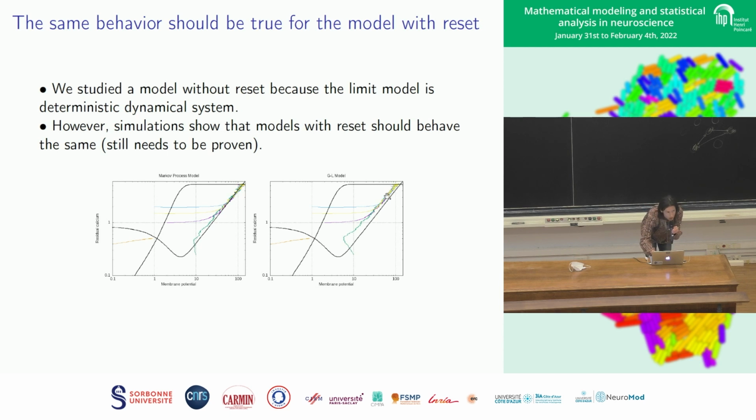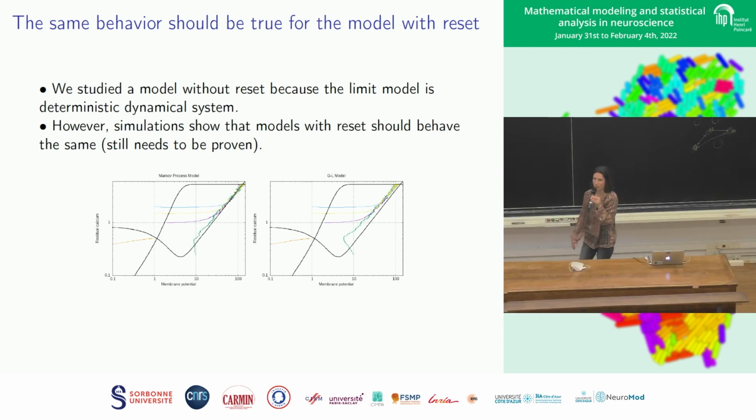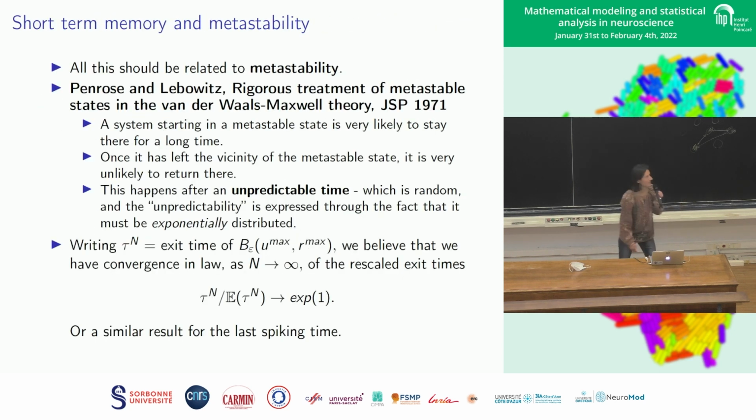So it's not attracted to the same point, of course, because there must be some loss, but it looks as if it's clearly attracted to another attracting fixed point, which is not zero. So we believe that it's also possible to prove this mathematically, but we did not do that yet. And of course, this should somehow be related to metastability. I have already mentioned that notion.